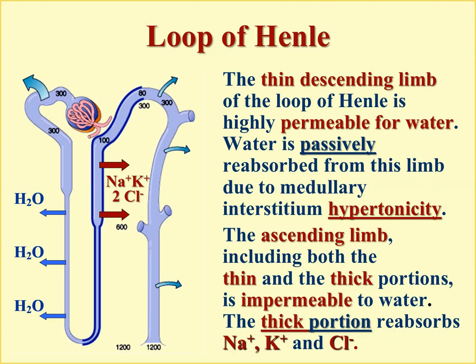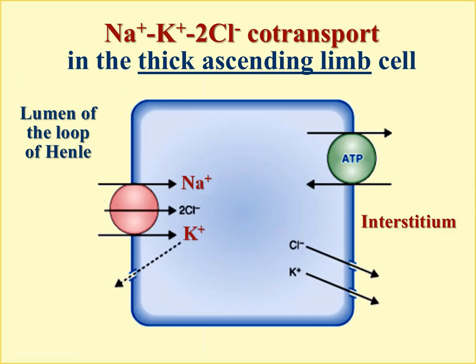Just in the collecting duct, the permeability for water can be variable. Here you see the mechanism of work of the thick ascending limb cells. There is a co-transportation of sodium, potassium, and two chlorine ions. And this molecular device is located on the luminal side of the membrane: sodium, potassium, and two chlorines.